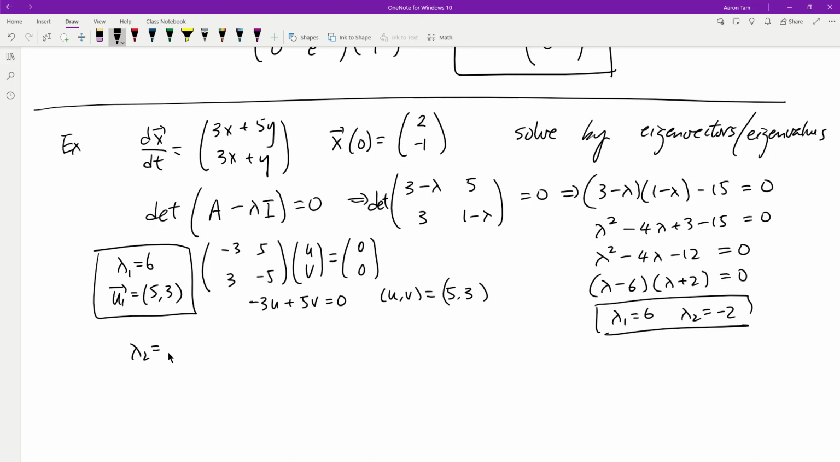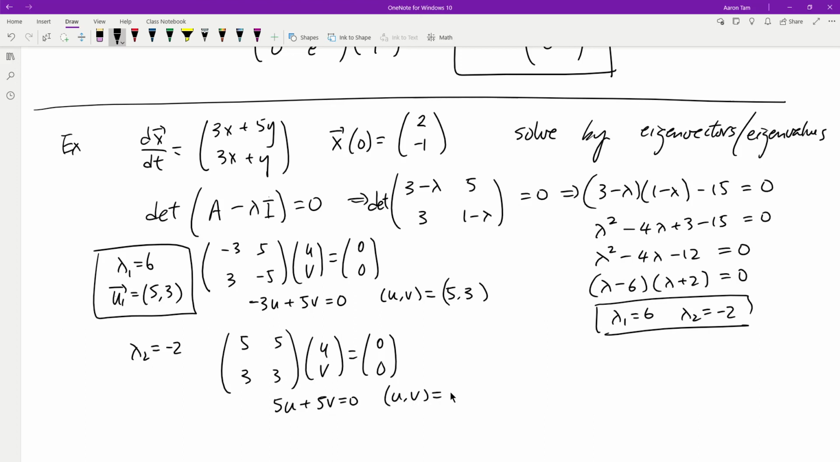Lambda 2 is equal to negative 2. So that becomes 5, 5, 3, 3 times uv equal to 0, 0. It's 3 minus negative 2, so it's 5. And 1 minus negative 2 is 3. So that becomes 5u plus 5v equal to 0. So I'm going to say uv equal to 1, negative 1. So vector u2 is 1, negative 1. So that's pretty good. Now we get both of these.